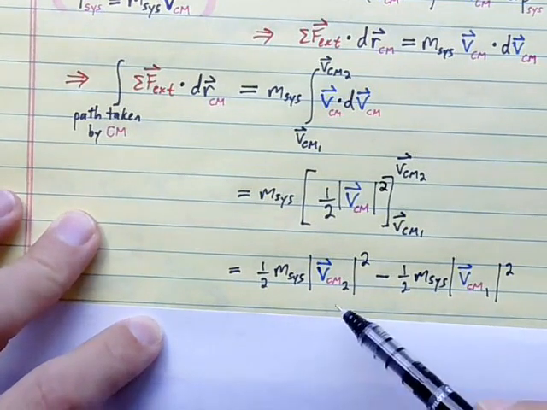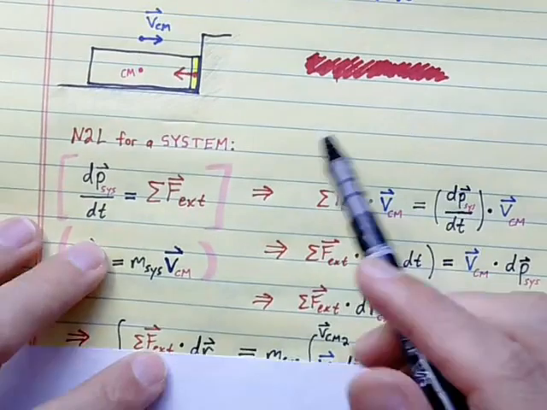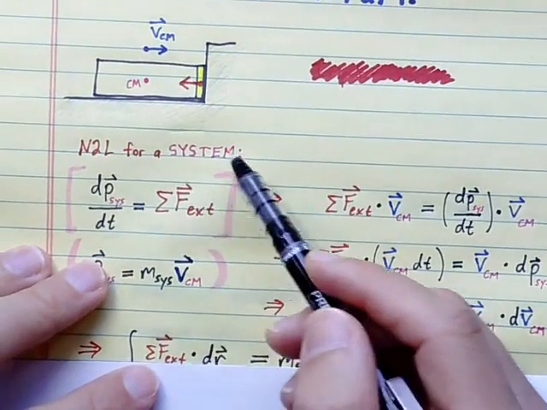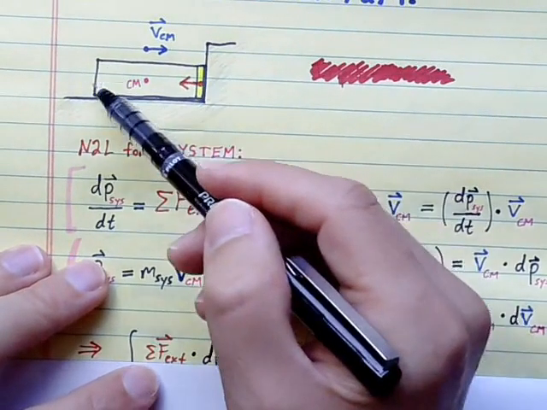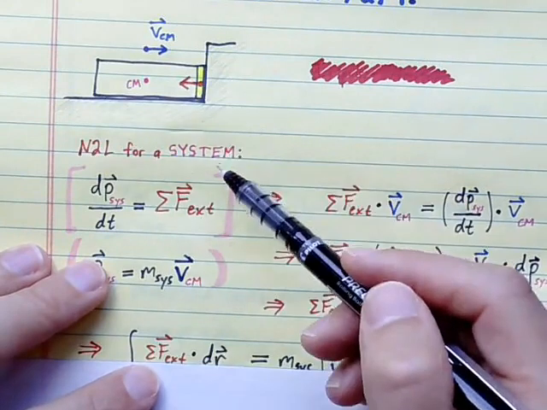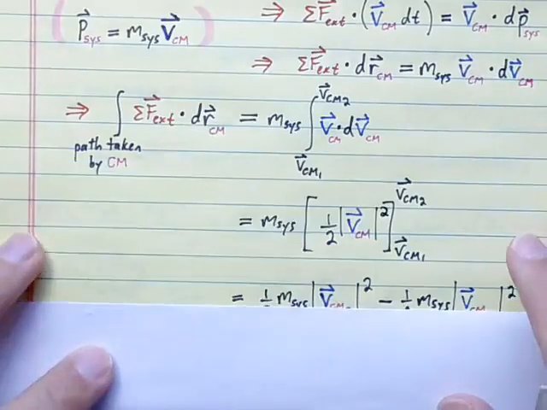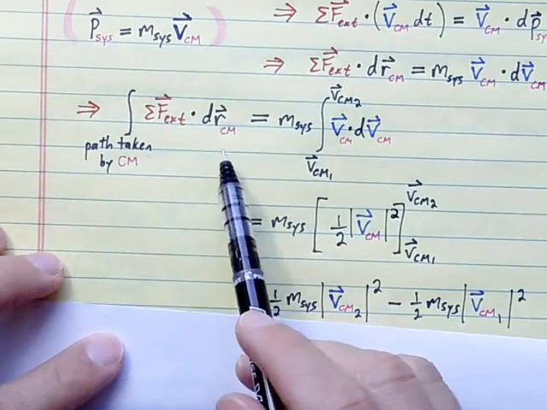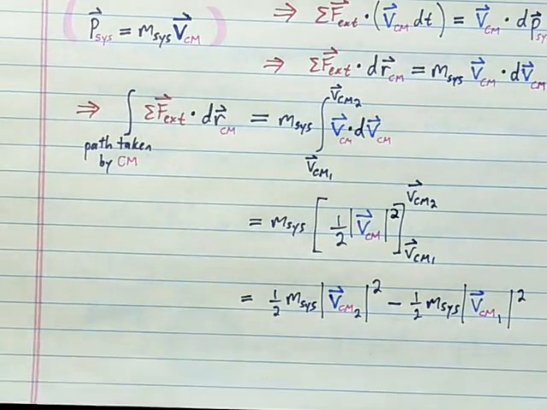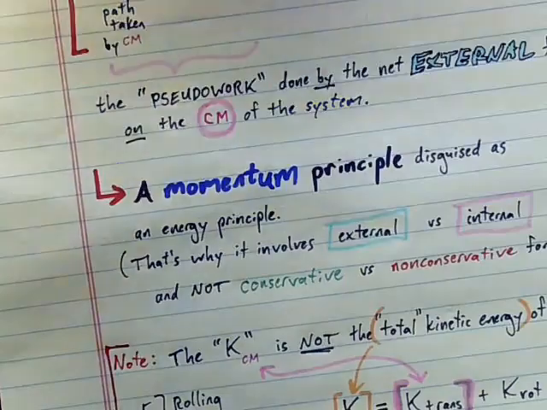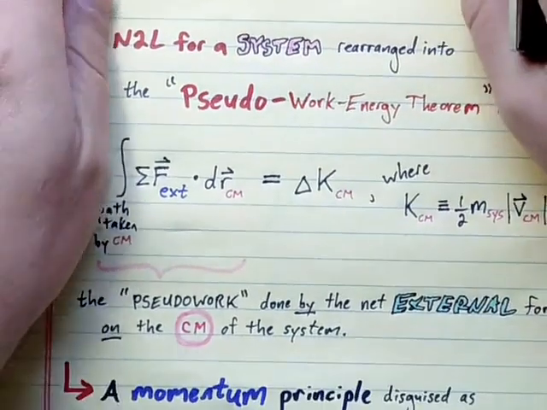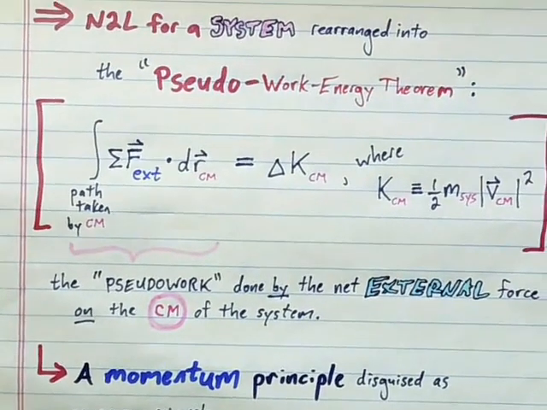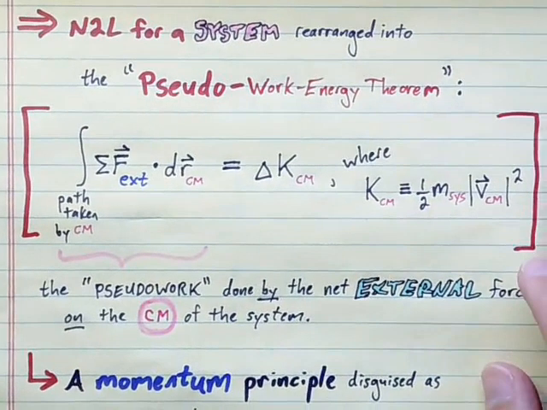Our system here, by the way, in case it wasn't clear, is the block itself. The extended body is the system. So I'm going to rewrite our left-hand side and our right-hand side now. I've gone through this derivation, setting up something that looks like work, even though it isn't work.